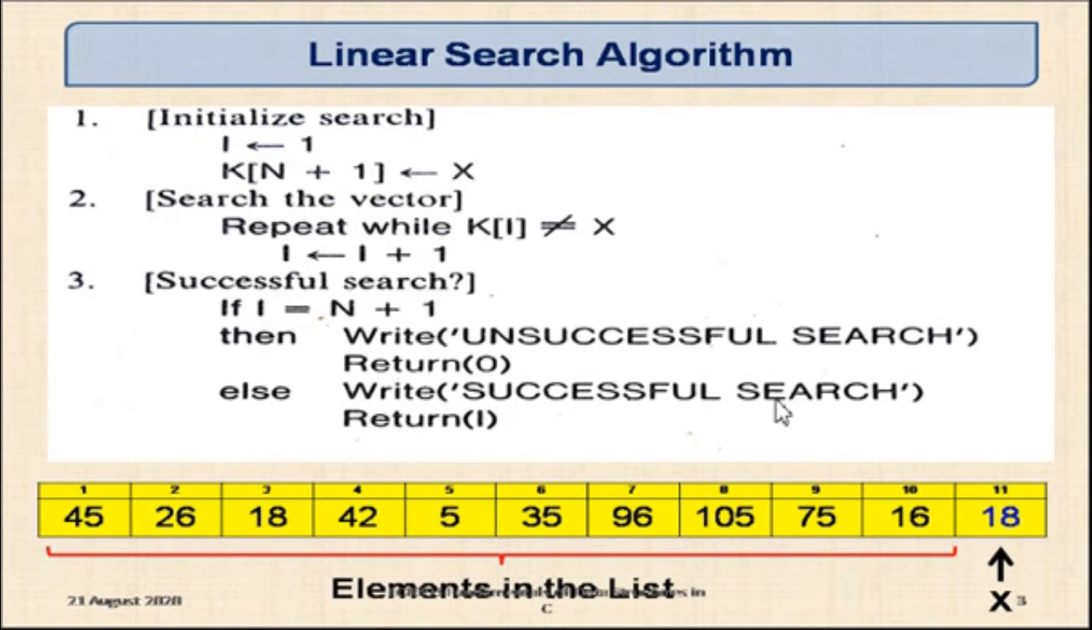So it will display successful search, then return I. What is I? I is 3. So the location where the element we are searching for is found is returned to the calling function. So we get the answer 3. That means the item is available in the third location. Got it? So with this, we'll go to the next example.